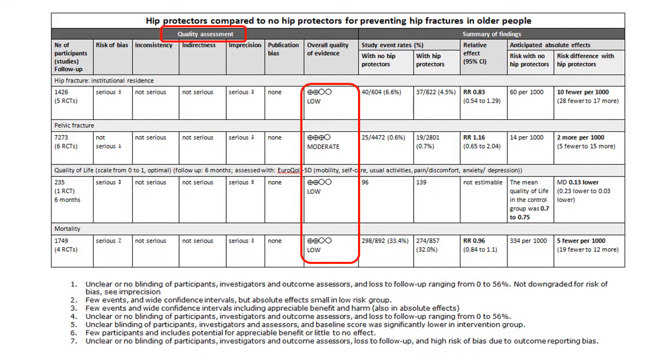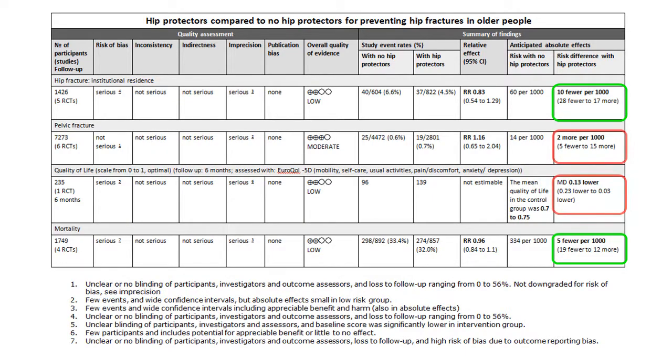Using the evidence profile, guideline panels are also presented information about the quality of evidence for each outcome. For guideline developers, the quality of evidence reflects the extent to which our confidence in an estimate of the effect is adequate to support a particular recommendation. In this particular example, the panel evaluated the moderate size of the desirable effects, including the reduction in hip fractures and mortality, and the small size of the undesirable effects, including an increase in pelvic fractures and the reduction in quality of life, and concluded that the balance between the desirable and undesirable effects probably favors using hip protectors.